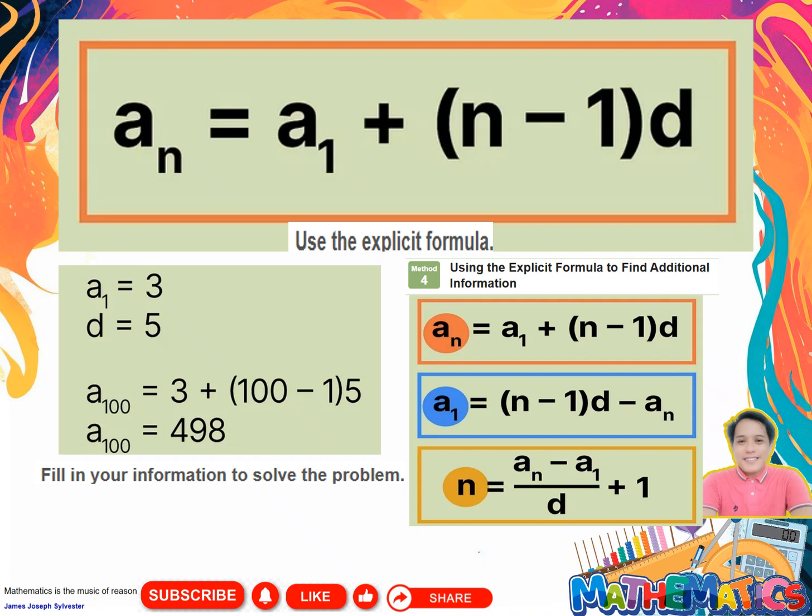If the given is an unknown arithmetic term, we have the first term plus the quantity of n minus 1 times d. If we are looking for the first term, the formula is the quantity of n minus 1 times the common difference, subtracted from the last term, or a sub n. Then, if the given is looking for the value of n, we have the formula of a sub n minus a sub 1 divided by the common difference, plus 1. Yan.